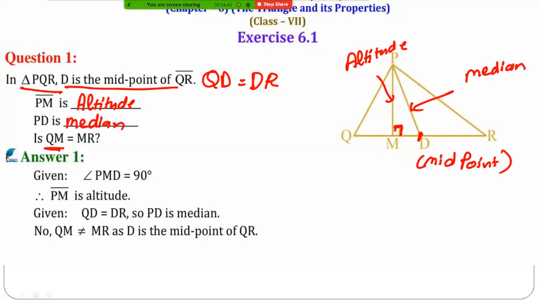So is QM equal to MR? Is the value of QM equal to the value of MR? So that is no, because M is not a median. So left hand side of M is not equal to right hand side, but D is median. So QD is equal to DR is possible, but QM is equal to MR is not possible.